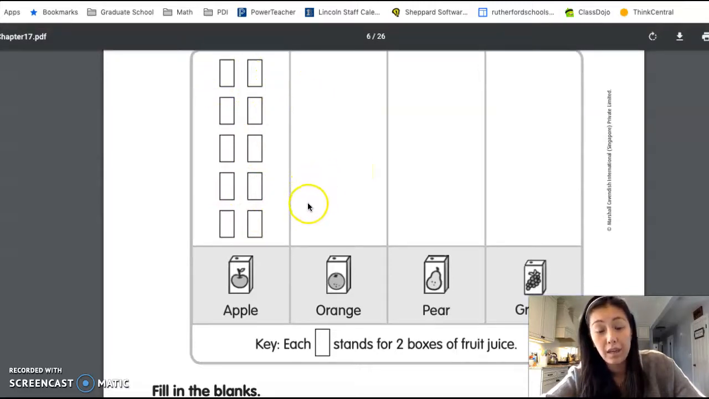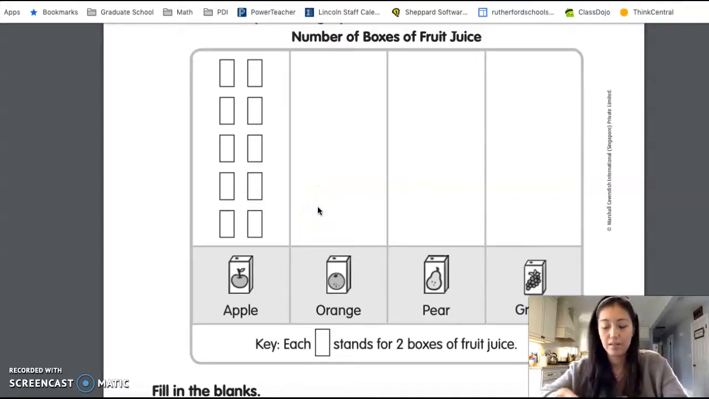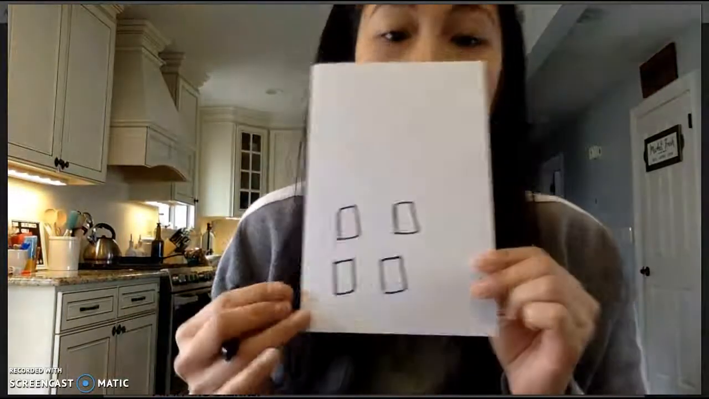So for oranges, how many do you think we should put for oranges if there's a total of 8? Any hands? There's 8 total, and each one stands for 2. What I would like to see you boys and girls do is this. Imagine that this is Miss Laspiza's box for oranges. I'm going to write 1, 2, 3, 4. Just like this. See? Because each one stands for 2.